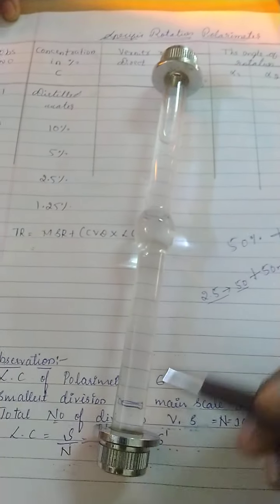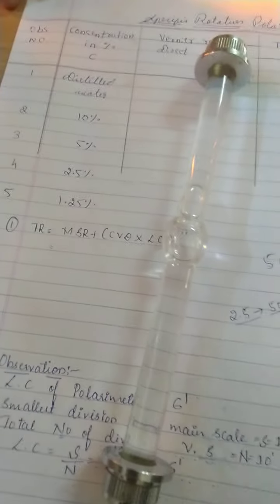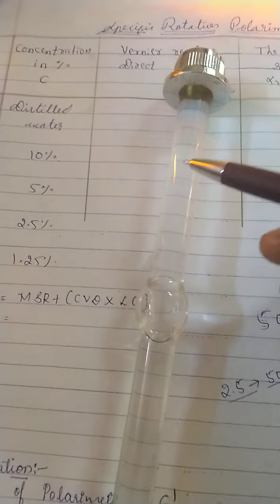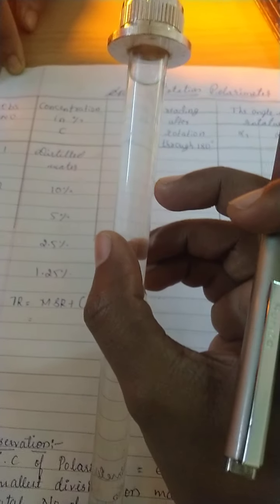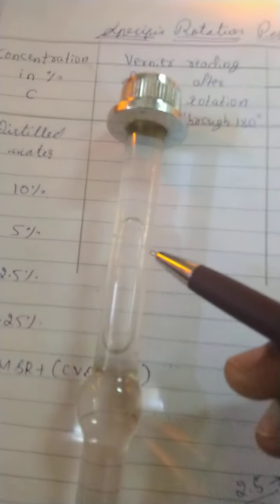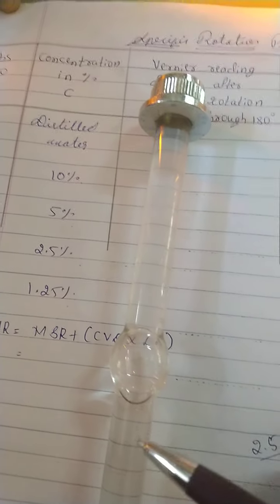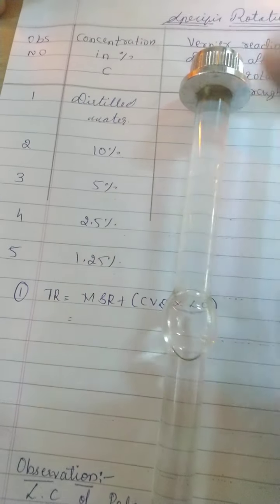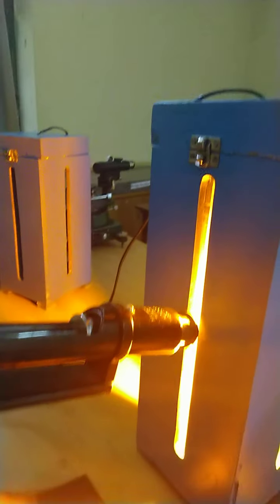So we have to prepare these concentrations and fill them in this polarimeter tube. This is called the polarimeter tube. As I told in the formula, the length of the tube is 20 centimeters. I have already filled distilled water in this polarimeter tube. You will see only one single bubble here. First we have to take the readings for the distilled water, and after that for the 10% solution. We will insert this polarimeter tube in the apparatus like this, and we have to close it.